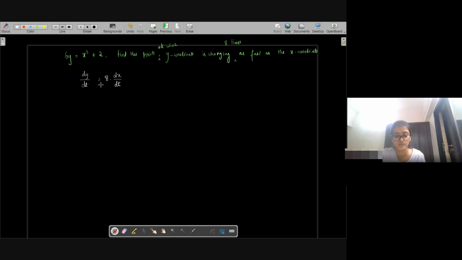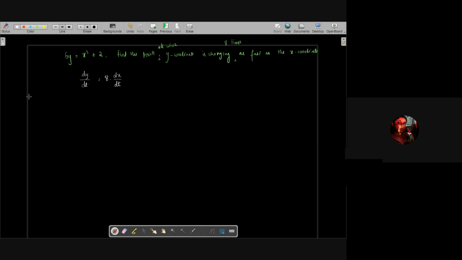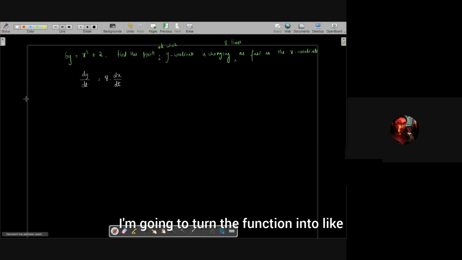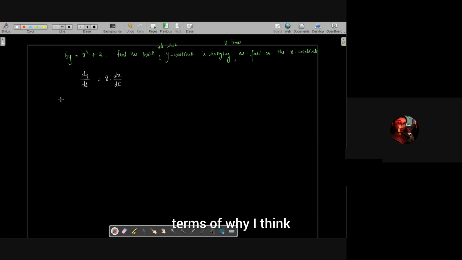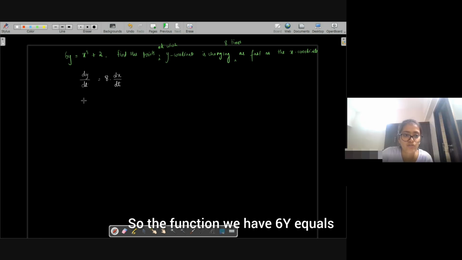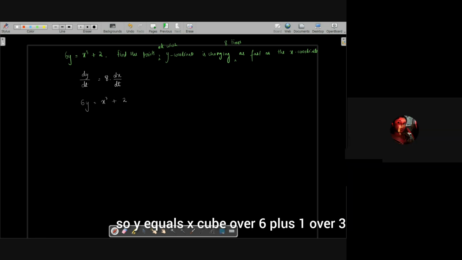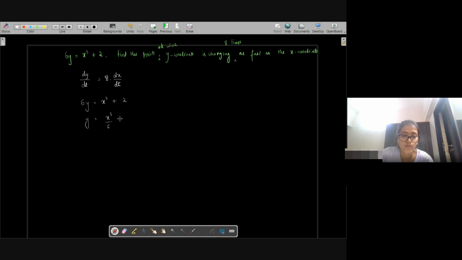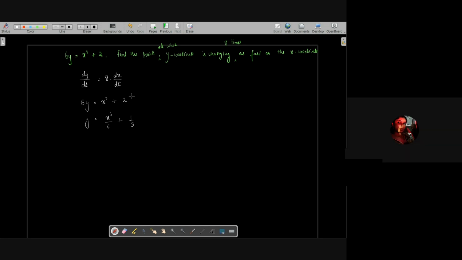So how will you do this? I'm going to turn the function into terms of y, I think. Maybe first. So the function we have is 6y equals x cubed plus 2. So y equals x cubed over 6 plus 2 over 6, which is 1/3.